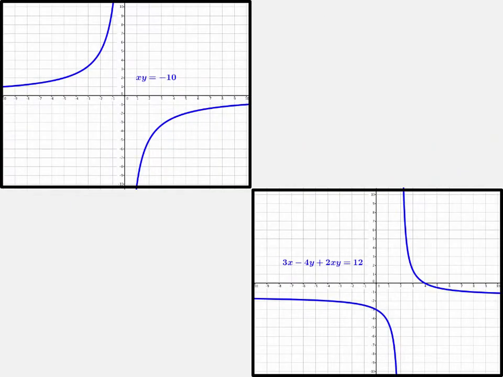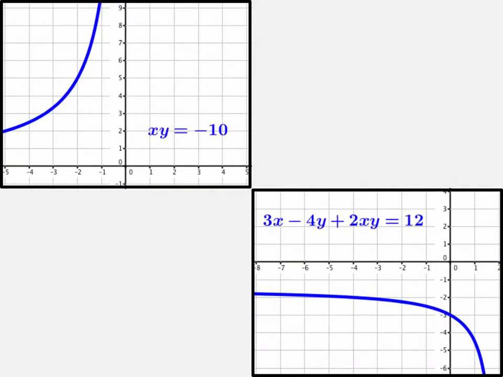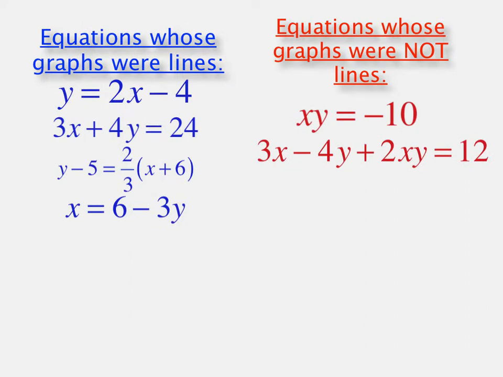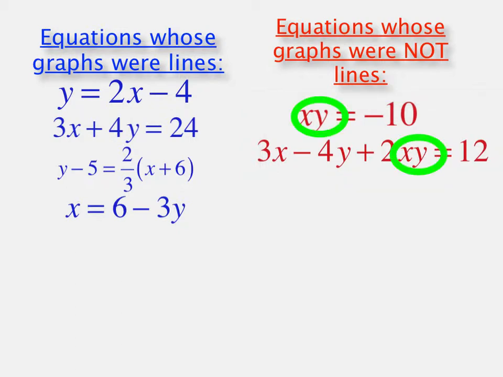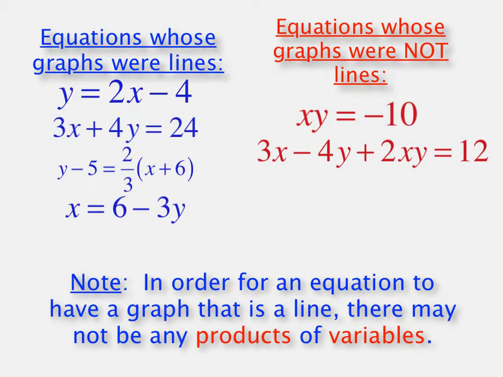Okay, two more equations with their corresponding graphs, obviously not lines. Now, what about these equations might tell us that their graphs won't be lines? Well, to me, it appears that in these two equations, we've got variables being multiplied by one another. But in our equations that created lines, we had variables being multiplied by numbers, but never variables being multiplied by variables. And this brings us to our third observation, that in order for an equation to have a graph that is a line, there may not be any products of variables.